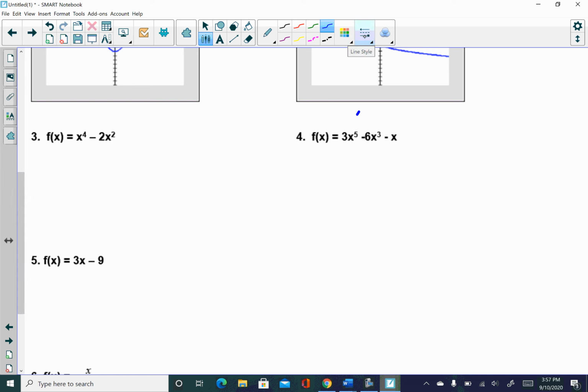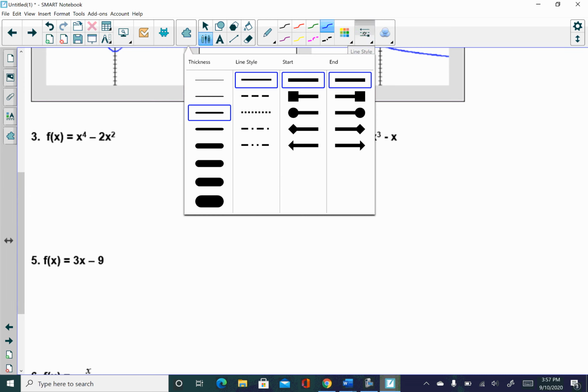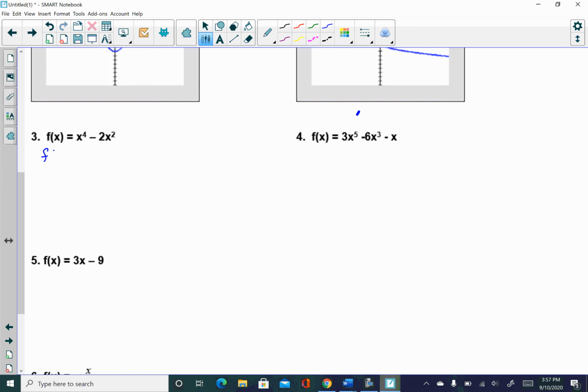What the test looks like is that you always find f of negative x and then determine: did all your signs change? Did they all stay the same? Or is there a mixture? So f of negative x in this first one, everywhere we see an x, plug in negative x. Definitely use parentheses on these.